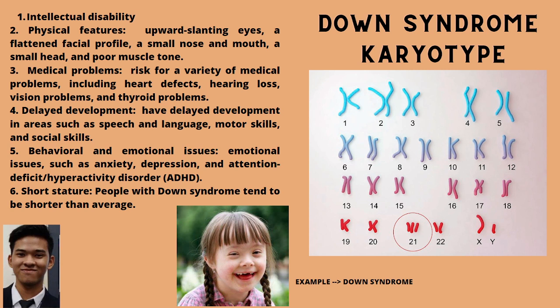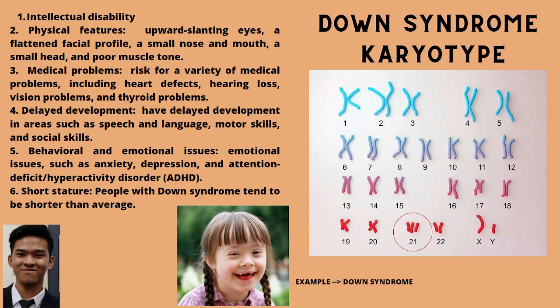Next, I will be going through Down syndrome. So this is the Down syndrome karyotype. You can have a look at it. For the characteristics of Down syndrome, first, intellectual disability. Individuals with Down syndrome often have mild to moderate intellectual disability with an IQ ranging from 50 to 70. Second, physical features. Some common features of Down syndrome include upward slanting eyes, a flattened facial profile, a small nose and mouth, a small head, and poor muscle tone.